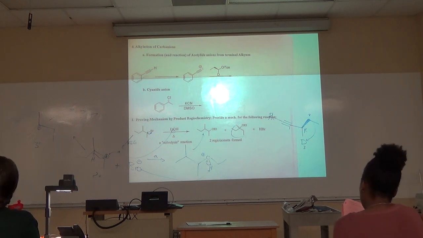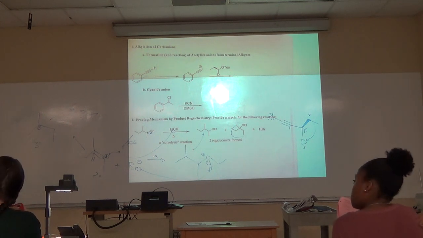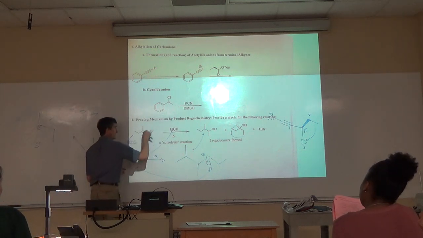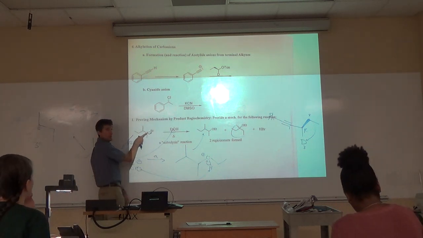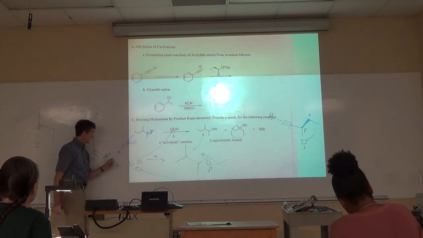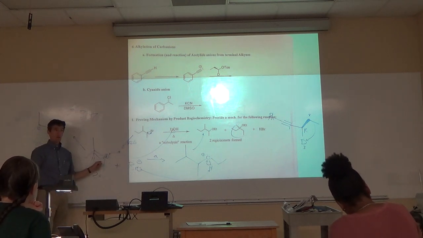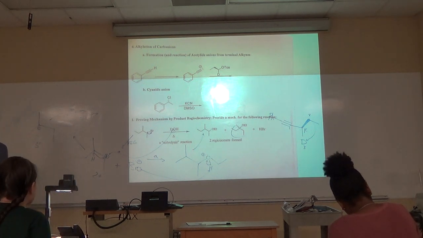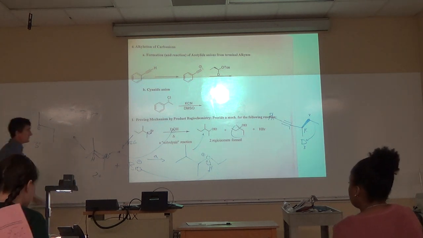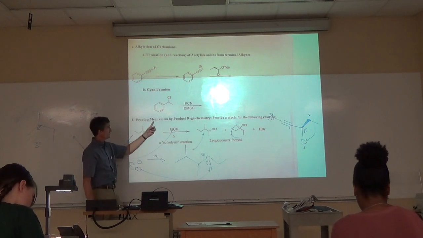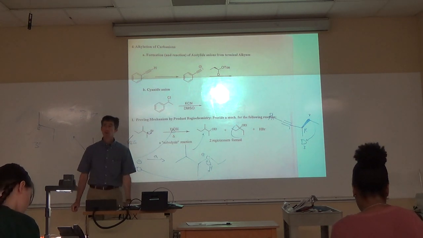If this was SN2, would you get a mixture of regioisomers like this? No, because if it was SN2, the nucleophile comes in here and kicks it off. The nucleophile is only going to be bonded here. SN2 doesn't involve a carbocation. Only carbocations give skeletal rearrangements. So the fact that we got regioisomers proves our mechanism was SN1.